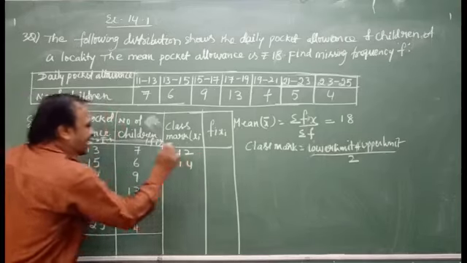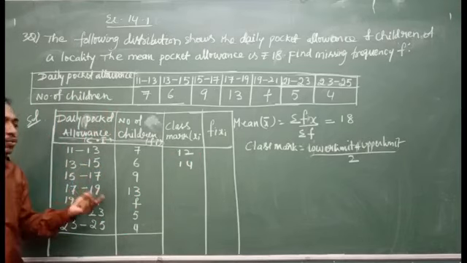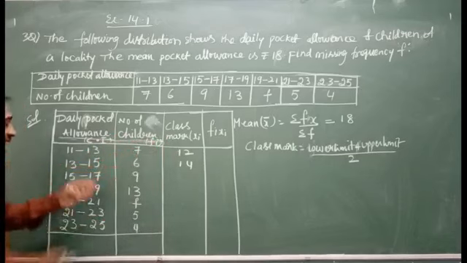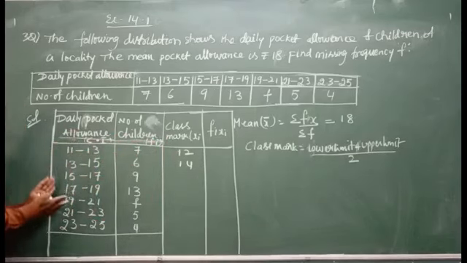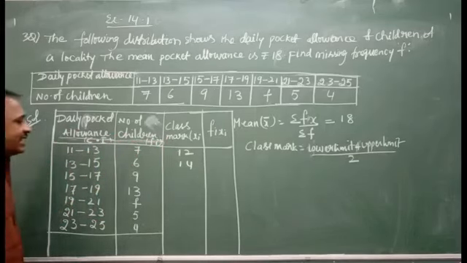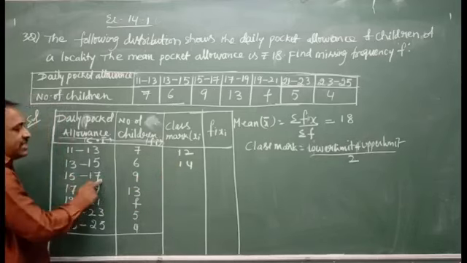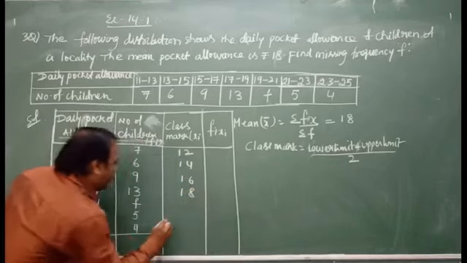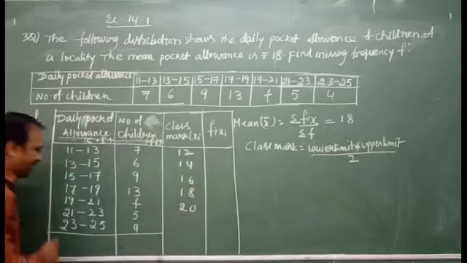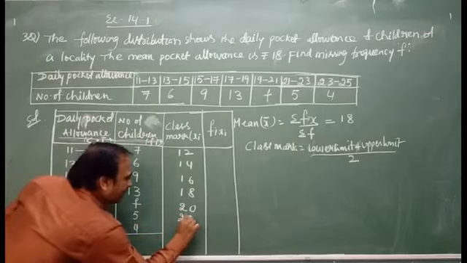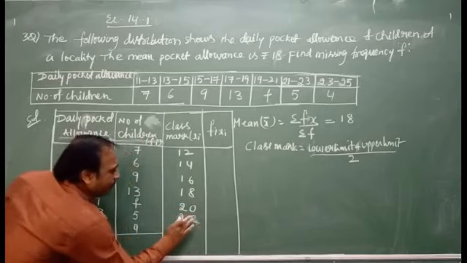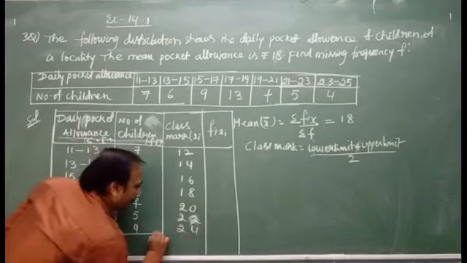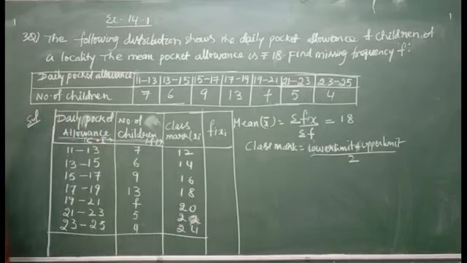Now look at the class size. What is the class size? That is 2. So 2 will be added to each class mark for the next succeeding class, as it is continuous data and the class size is the same for each class interval. Next, 15 plus 17 is 32, that is 16. Next will be 18, next 20, 22, and 24. These are the class marks we calculated.